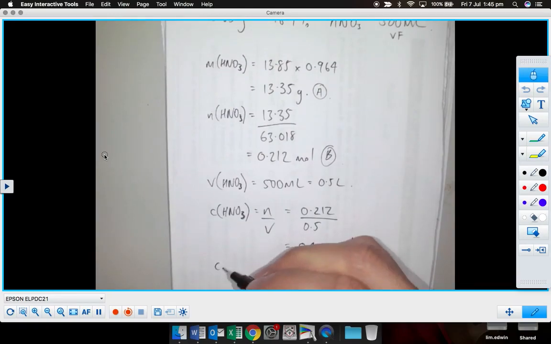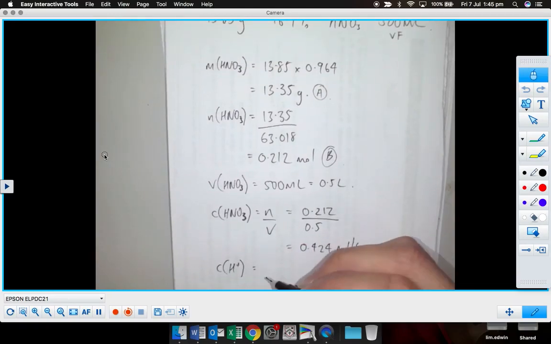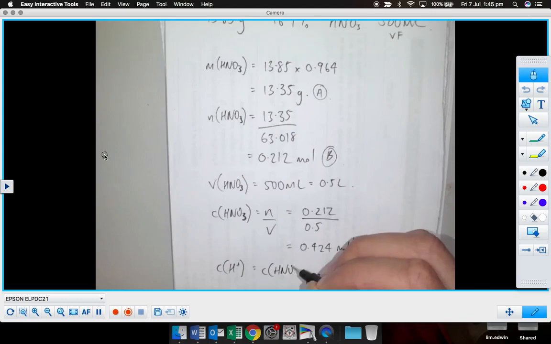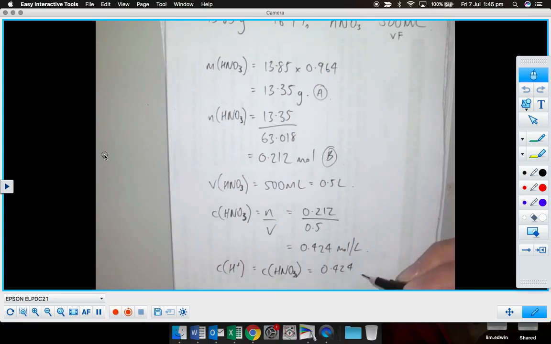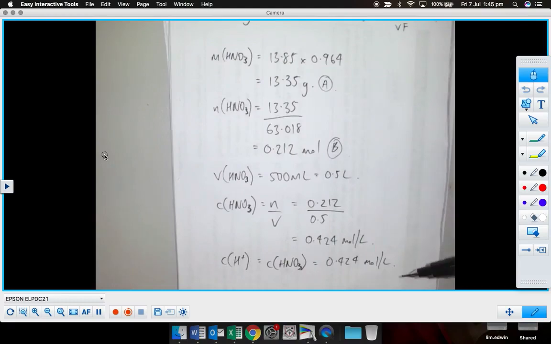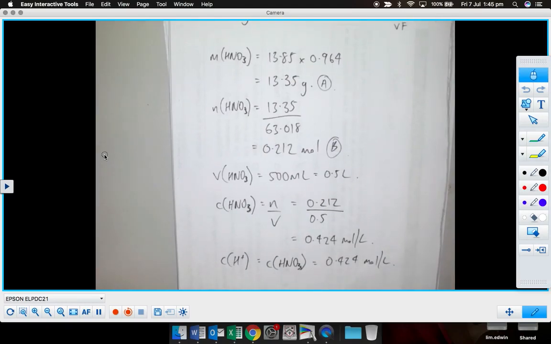Now one really important thing is that you've got the concentration of HNO3, you haven't actually got the concentration of H+. Well, technically you do, because they are the same, but you need to show it. If you do not show it, you may lose out on that mark. So please make sure that you show it, and this will be important when you get to things that aren't a 1-to-1 ratio. So that's the concentration of the H+ ions.